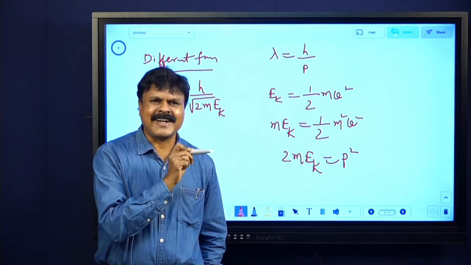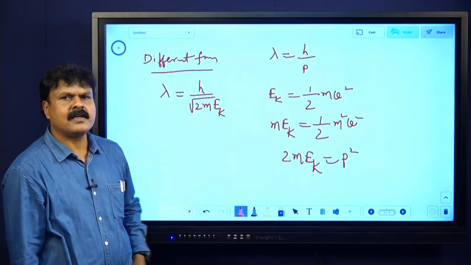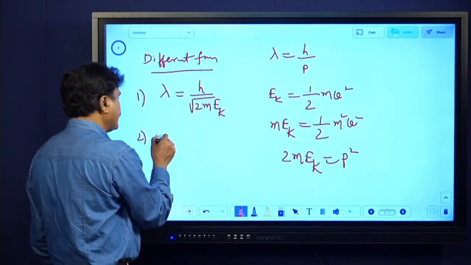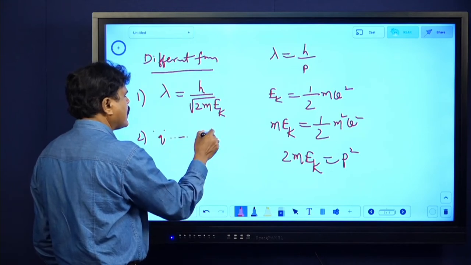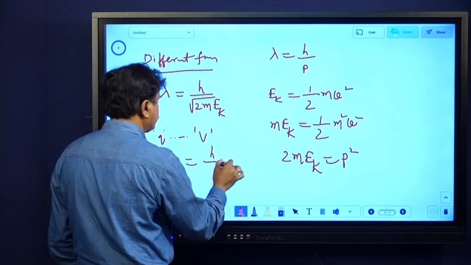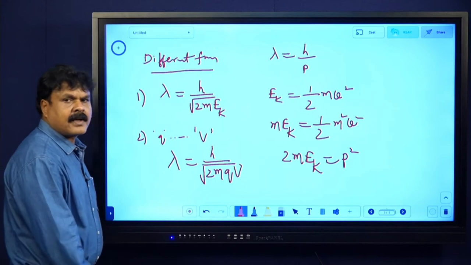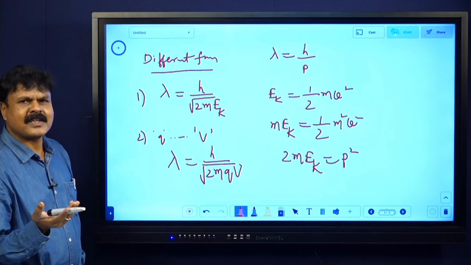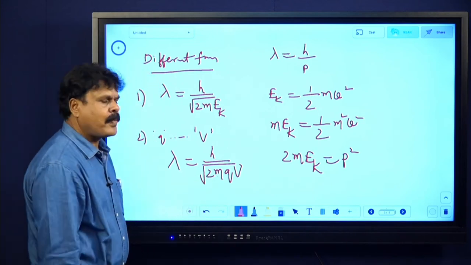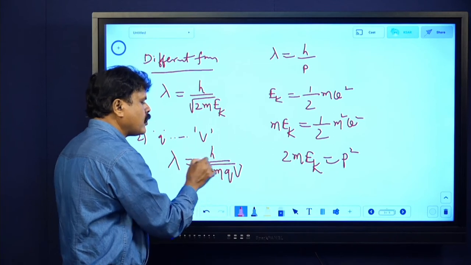When any particle is moving with a kinetic energy Ek, what is lambda? Lambda is h by root of 2mEk. That is one. Next, when any charged particle is accelerated through a potential difference V, then lambda equals h by root of 2mqV. Why is this qV? Kinetic energy is nothing but work done, and work done is q into V from electrostatics. So root of 2mqV. This is one more equation: lambda equals h by root of 2mEk and lambda equals h by root of 2mqV.